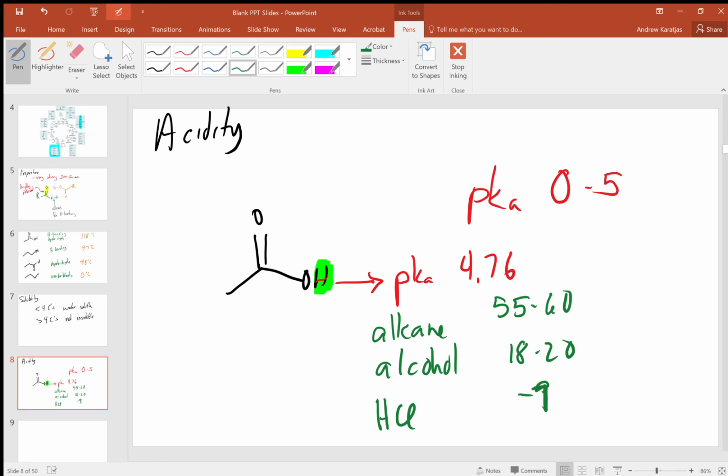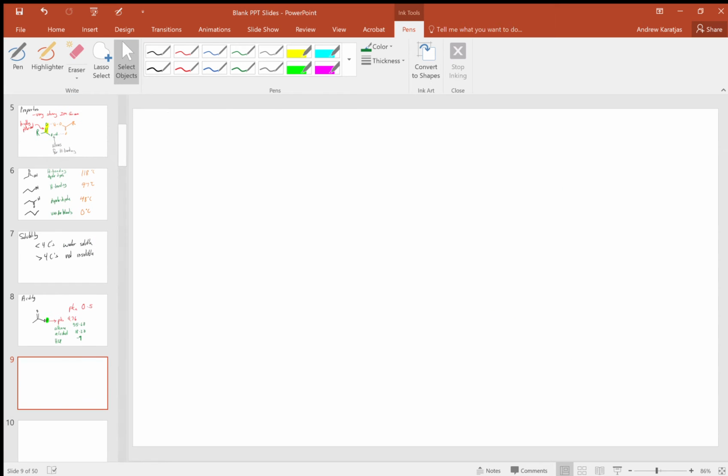Now, there are other things within carboxylic acids that can influence how acidic they are. What are some of those things? Well, mainly it's the types of substituents we have on them. So acetic acid, we said, has a pKa of 4.76.